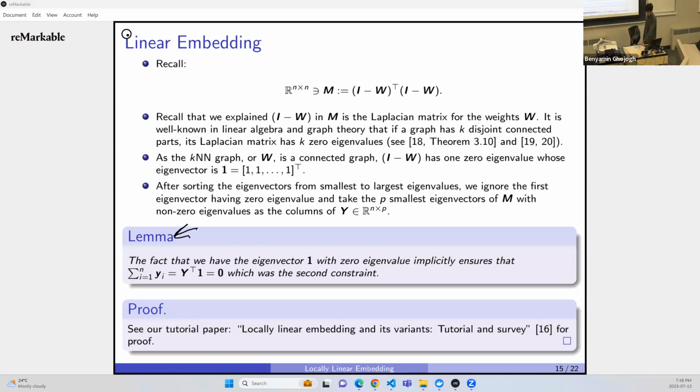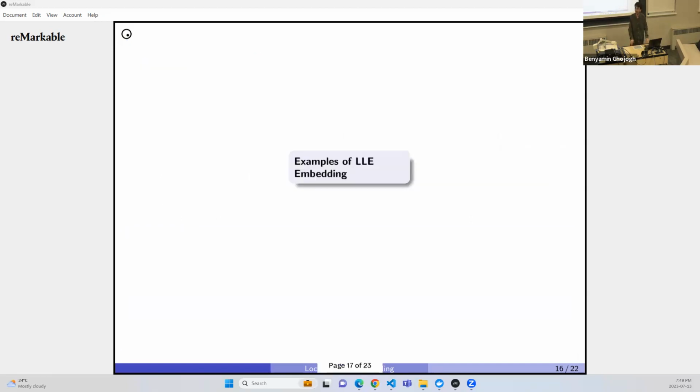So we found the solution, interesting. The solution of LLE, the third step, is also closed form. If you see the power method for solving the eigenvalue problem as a closed form solution, or if you see it as a black box, then it's also a closed form solution. Interesting. It was a breakthrough in the year 2000. Let's see some examples of LLE embedding.